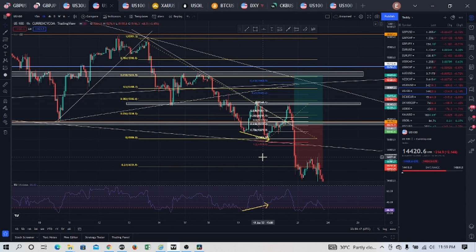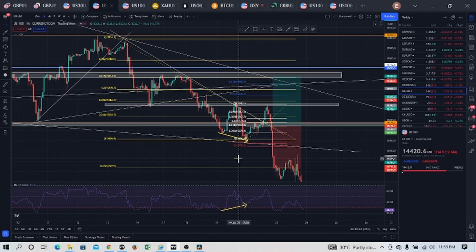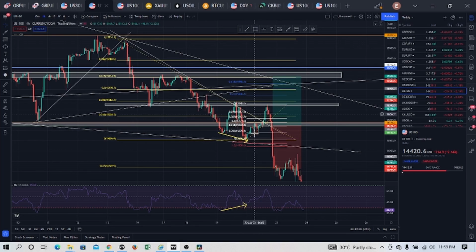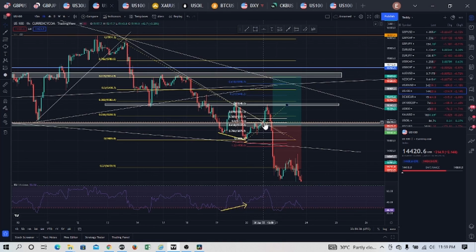I'll make a separate video and explain how divergence actually works. It's one of my strongest confluences, aside from the Fibonacci levels. So I caught this trade and my first TP was here because I don't know if price would respect the minor structure, because if price respects this minor structure, then it could come back down, but if it doesn't, it's going to move up. So my first TP was here and my second TP was here.